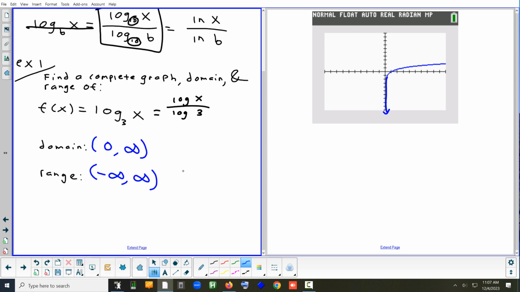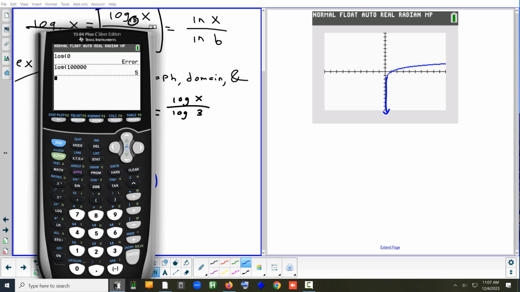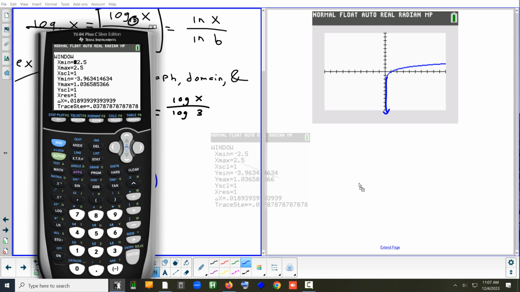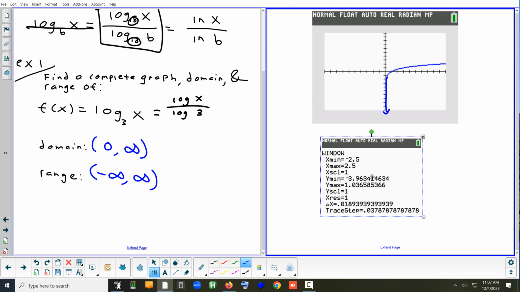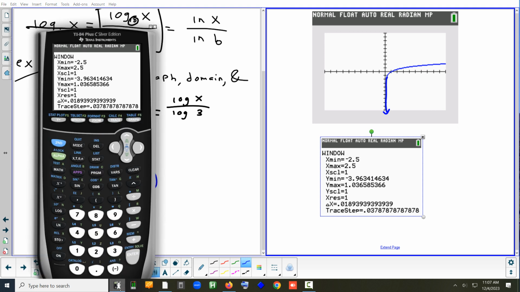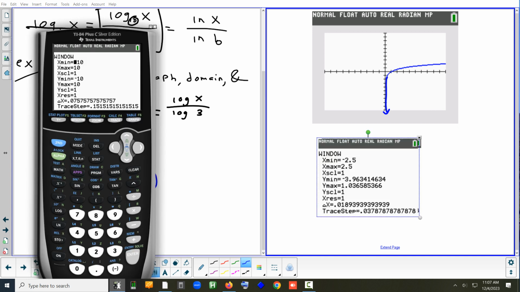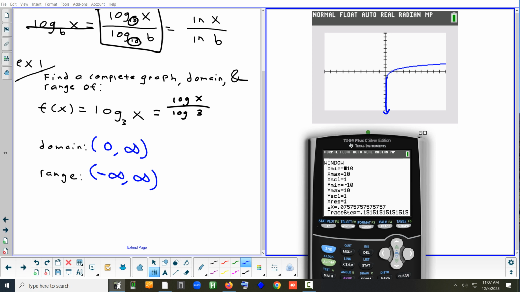Okay. What else do they want? Domain, range, and a complete graph. So remember, complete graph you should be giving me the window. That's not the right window. I think I just did zoom 6. That's when I zoomed in. So give me that window. Oh. Give me that window. That's it. That window works. So any questions on typing something like that in because it's a base 3?